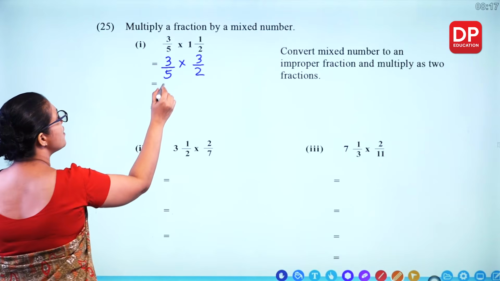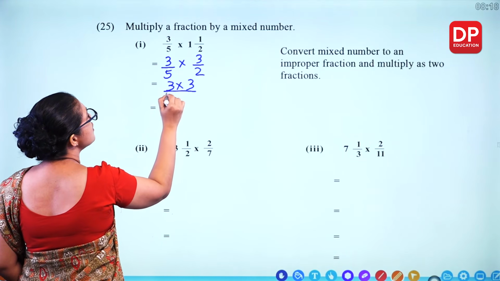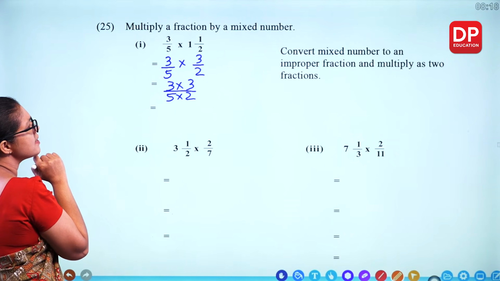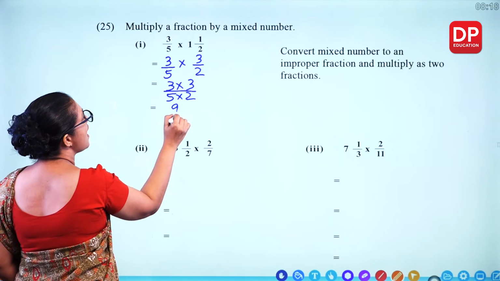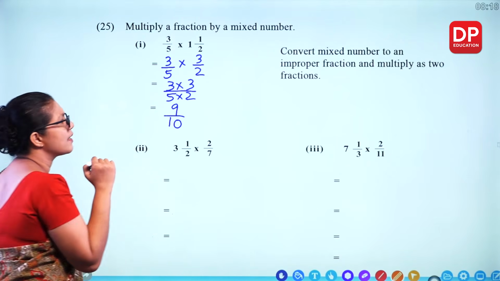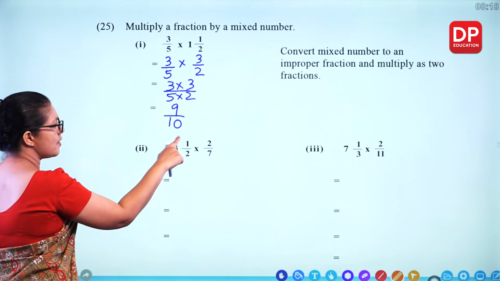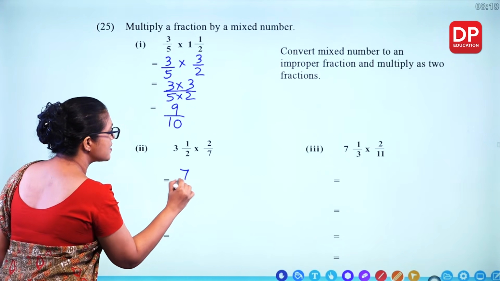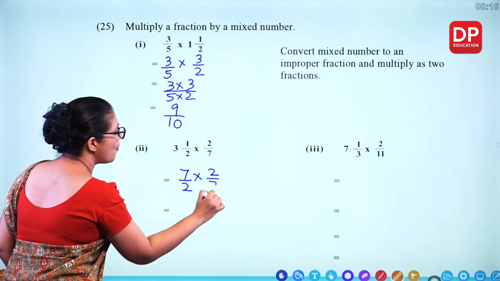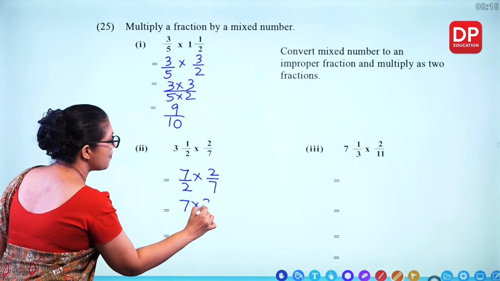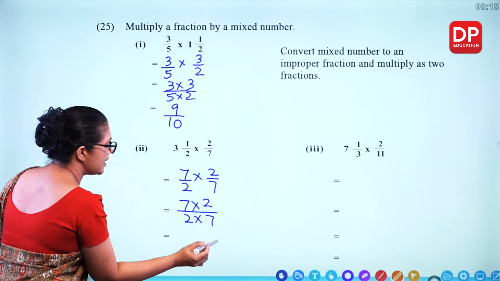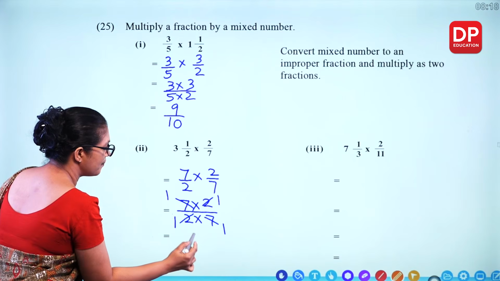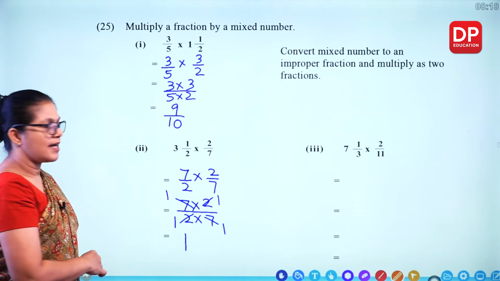Then you get 2 fractions, normal fractions. So multiply the numerator separately, denominator separately. Can you cross out common factors? No. So 3 times 3, 9. 5 times 2, 10. This one. Convert to improper fraction. 2 times 3, 6. 6 plus 1, 7. Now multiply the numerator separately, denominator separately. You can cross out 2, you can cross out this 7. So what's the answer? Final answer is 1.